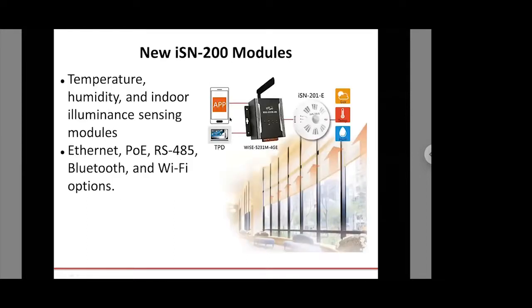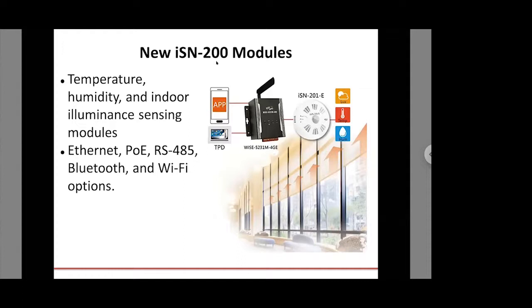But what's new in the ISN series is the ISN 200 modules. So these can be used for measuring indoor illumination, temperature, and humidity. A wide range of interface connections can be selected to suit the needs of your application, including RS-485, Ethernet, Bluetooth, and Wi-Fi. The various modules provide support for Modbus RTU, Modbus TCP, and can be easily integrated into existing HMI, SCADA, building control systems.